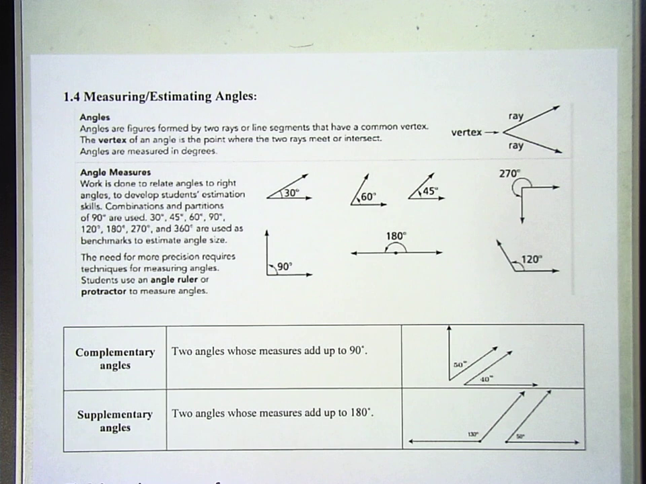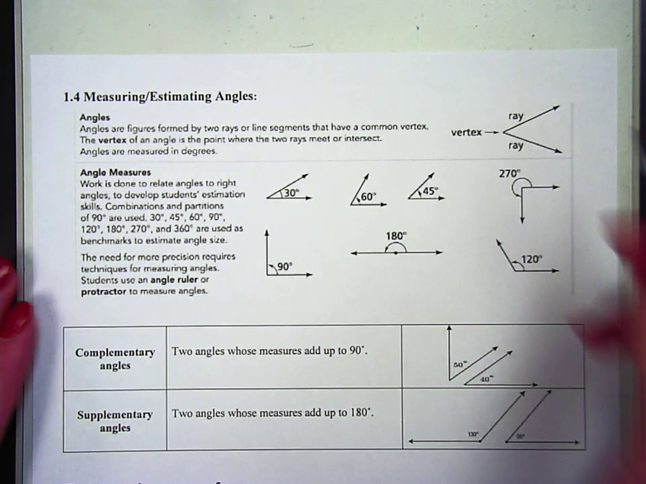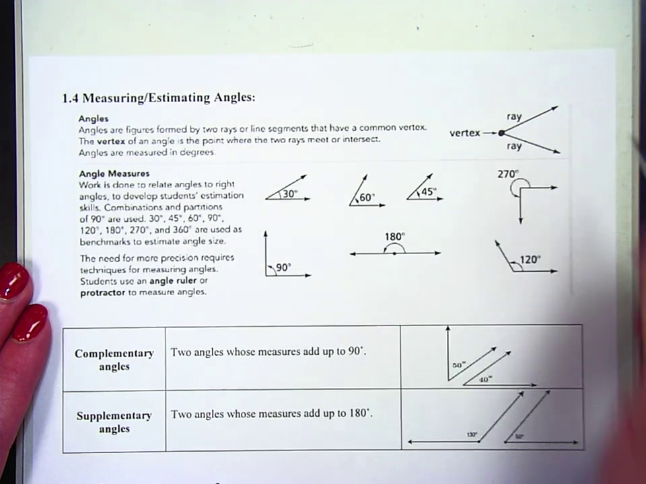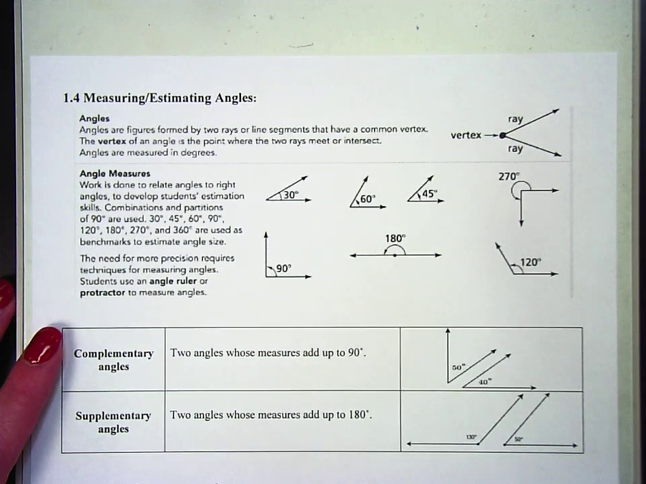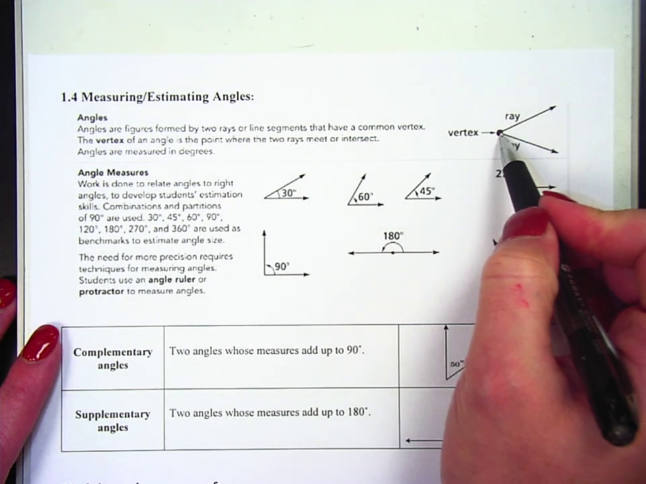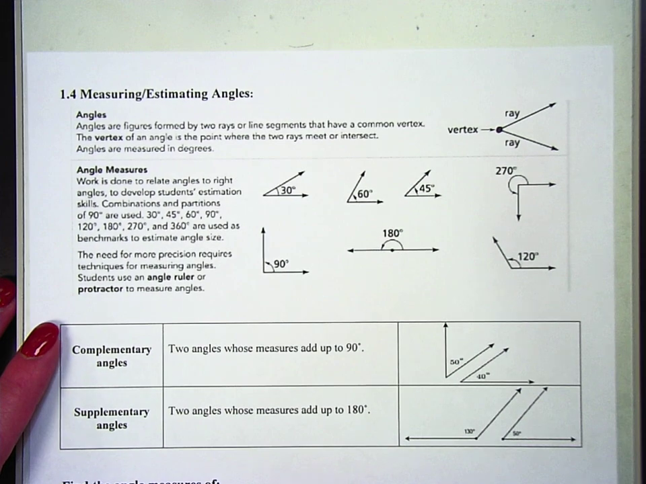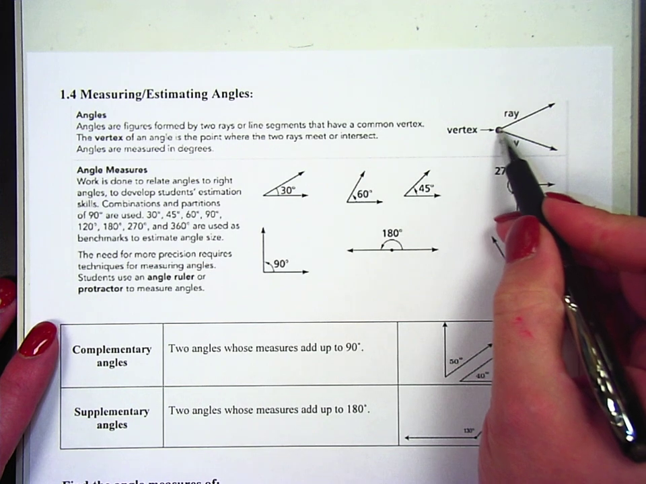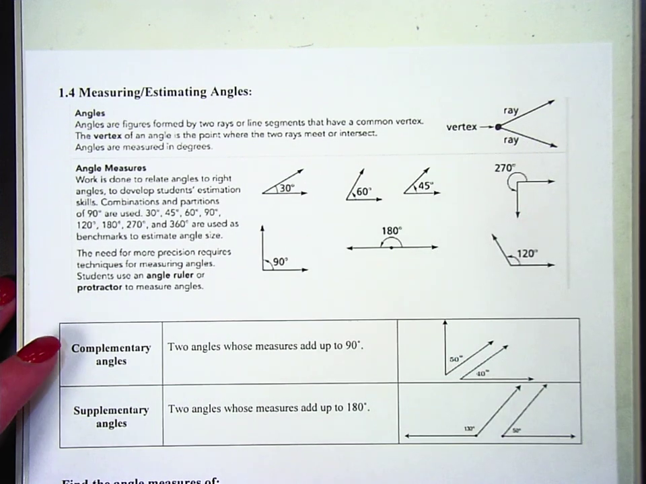A couple more vocab words here for you. In measuring and estimating angles, I always have two rays that come together at what's called the vertex. Usually there's a dot. I like to fill it in bigger if I'm about to use my protractor to measure. So just know if you're trying to line up your protractor, it's okay to fill in that vertex and make it a little bit bigger.